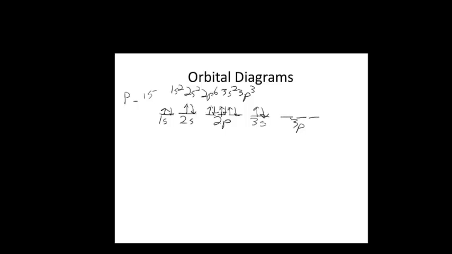This is an important part. Remember, p has 3 blanks. We have 3 electrons left to go up, up, and up. This is exactly how it should look. If it looks any different than this, you're wrong.